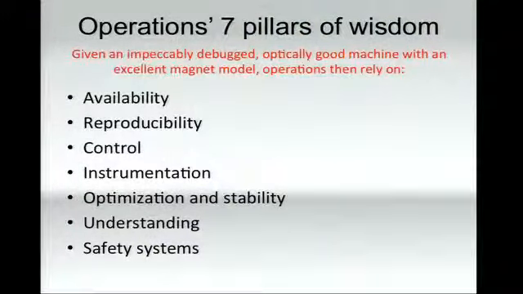Okay, change the subject now. Operations' 7 pillars of wisdom. Given an impeccably debugged, optically good machine with an excellent magnet model, operations can then rely on. This stuff is done by the team of accelerator physicists, the magnet guys. During commissioning, we then look for availability, reproducibility, control, instrumentation, optimization, stability, and sometimes some understanding, and safety systems.